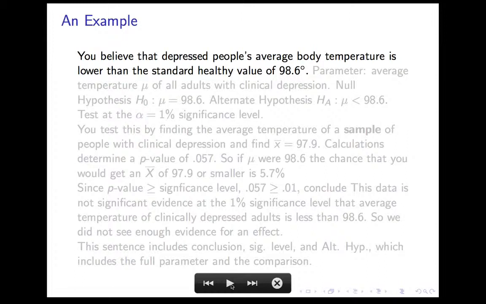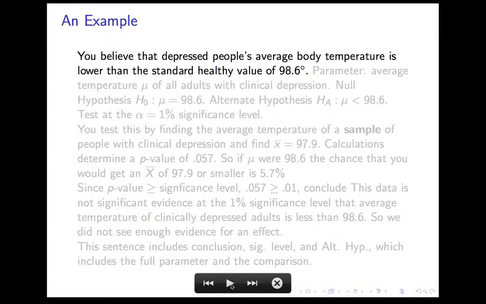So you start with an idea that you'd like to test. Your idea is that depressed people have lower body temperatures. If you take the temperature of a depressed person, it will be a little bit less than the standard healthy value, 98.6, which we all know in Fahrenheit.